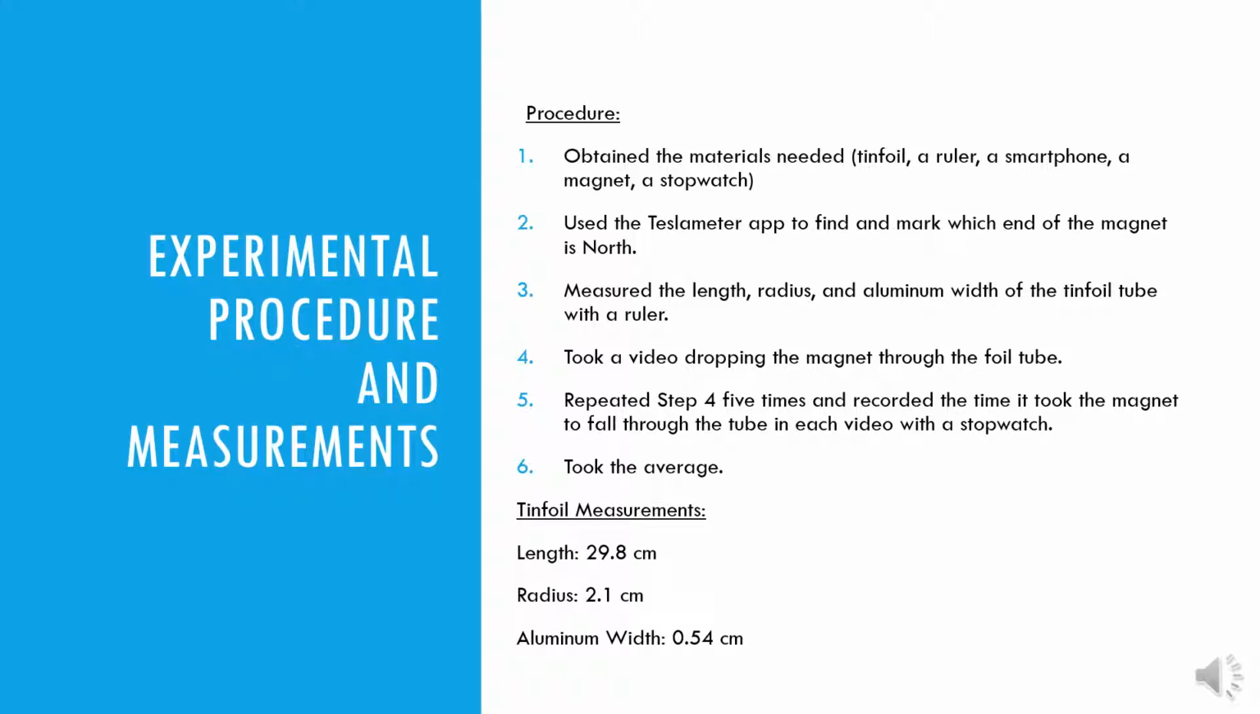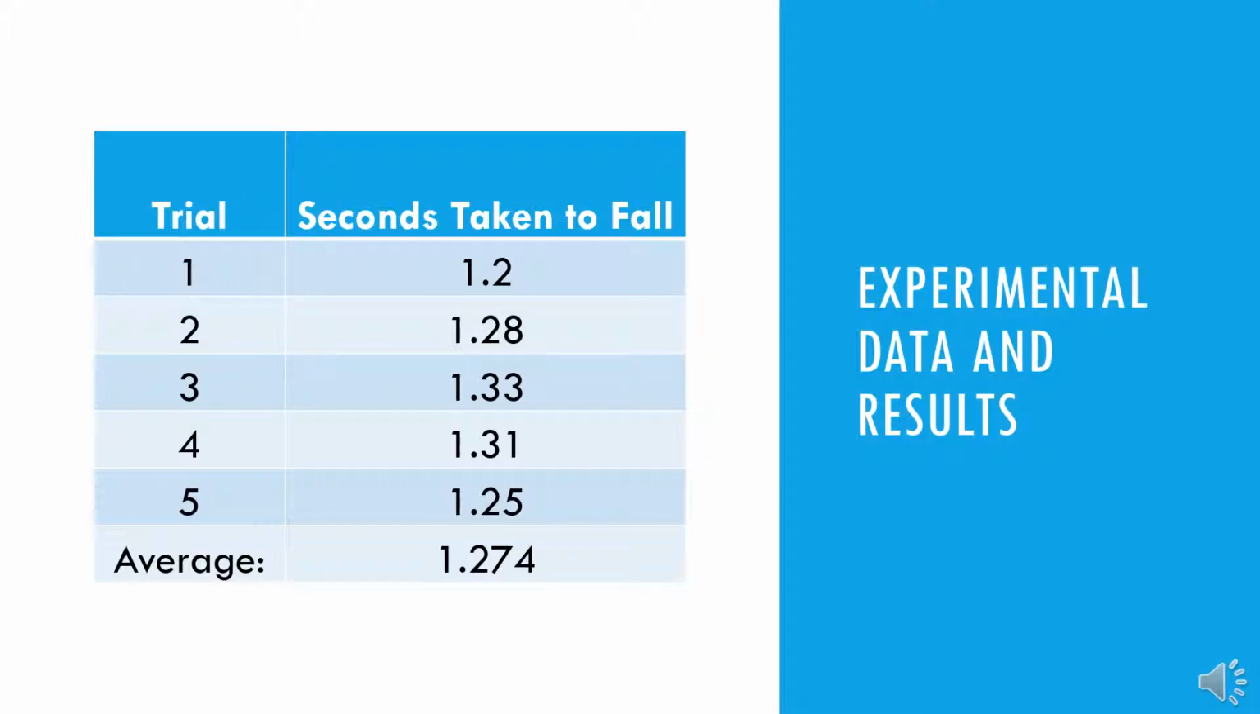My tinfoil measurements for this experiment are shown at the bottom of the slide. Shown here is my data for this experiment, with the average at the bottom being my final result. I observed the magnet falling through the tube much slower than it would have in free space without a tube.